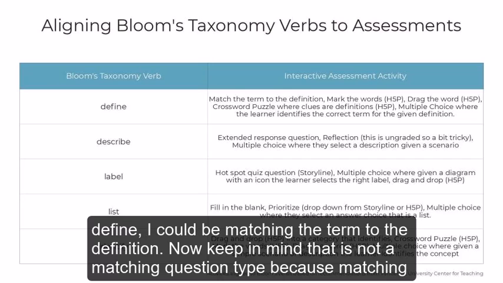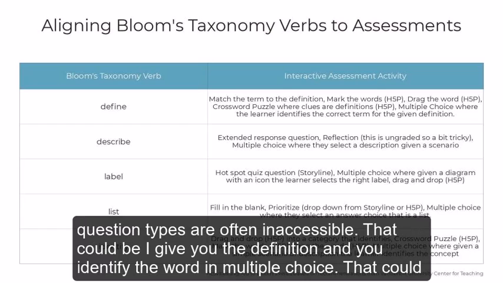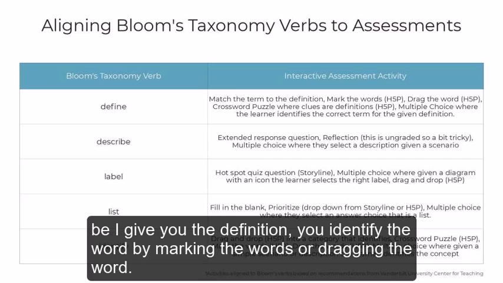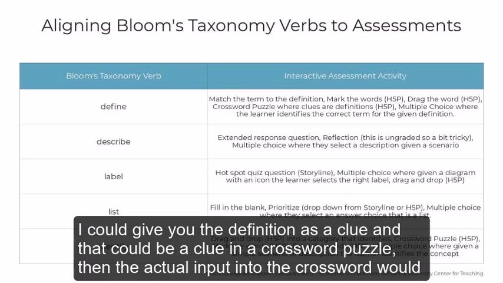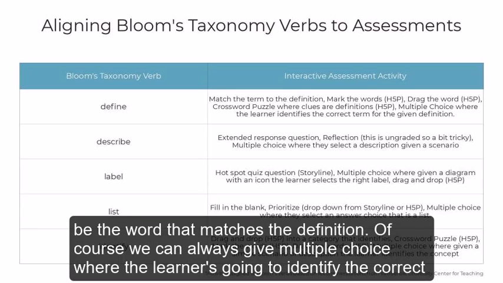Now keep in mind that is not a matching question type, because matching question types are often inaccessible. That could be I give you the definition and you identify the word in multiple choice. That could be I give you the definition. You identify the word by marking the words or dragging the word. I could give you the definition as a clue, and that could be a clue in a crossword puzzle. Then the actual input into the crossword would be the word that matches the definition.